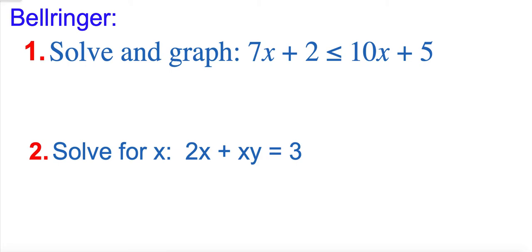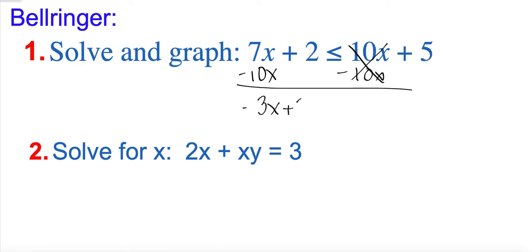All right, for number one, we have an inequality where we want to just solve for x. So let's put the x on the left. It's best to move the x to the left when you're working with these. That way you don't have to worry about making a mistake when you get to your final answer. Okay, so moving the x to the left, subtract 10. We have a negative 3x plus 2 less than or equal to a 5.